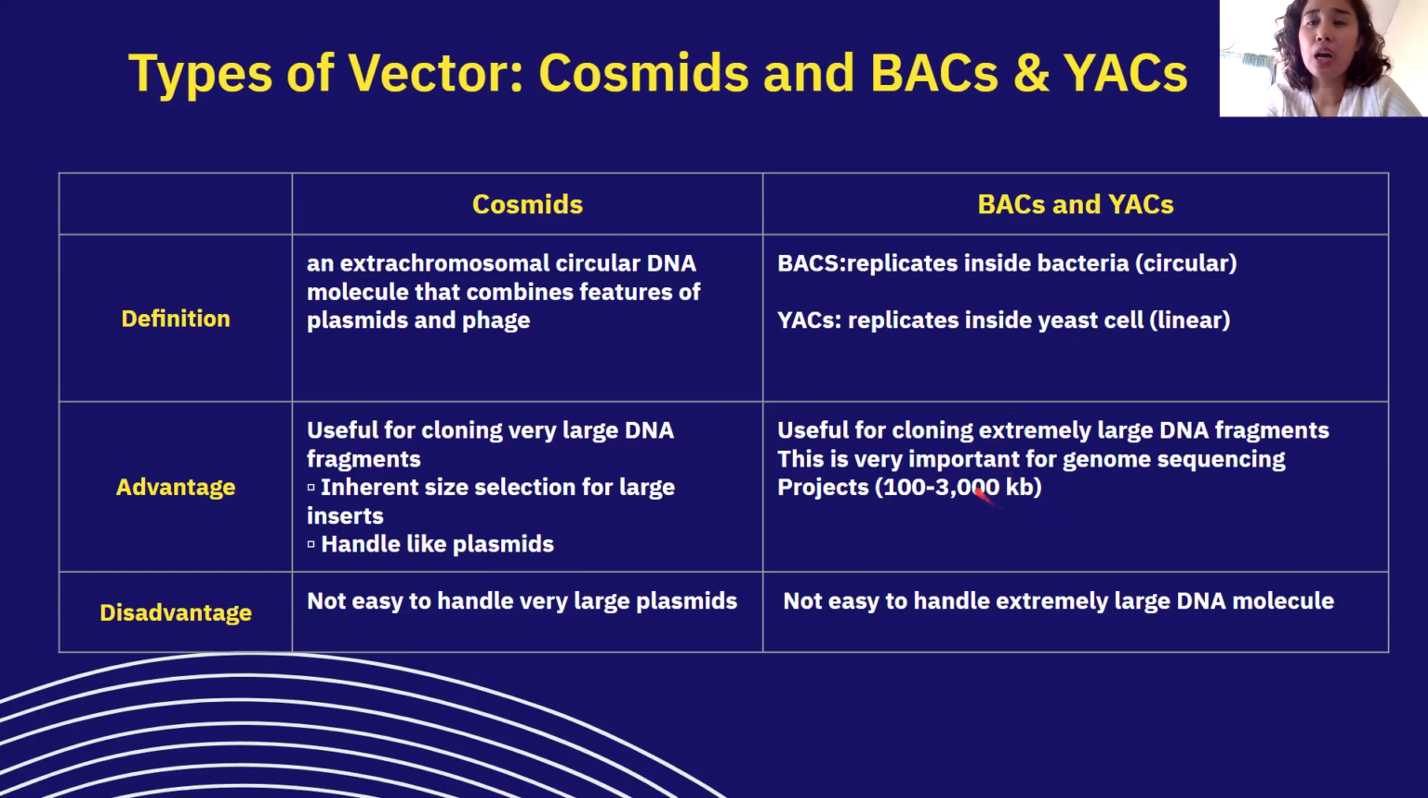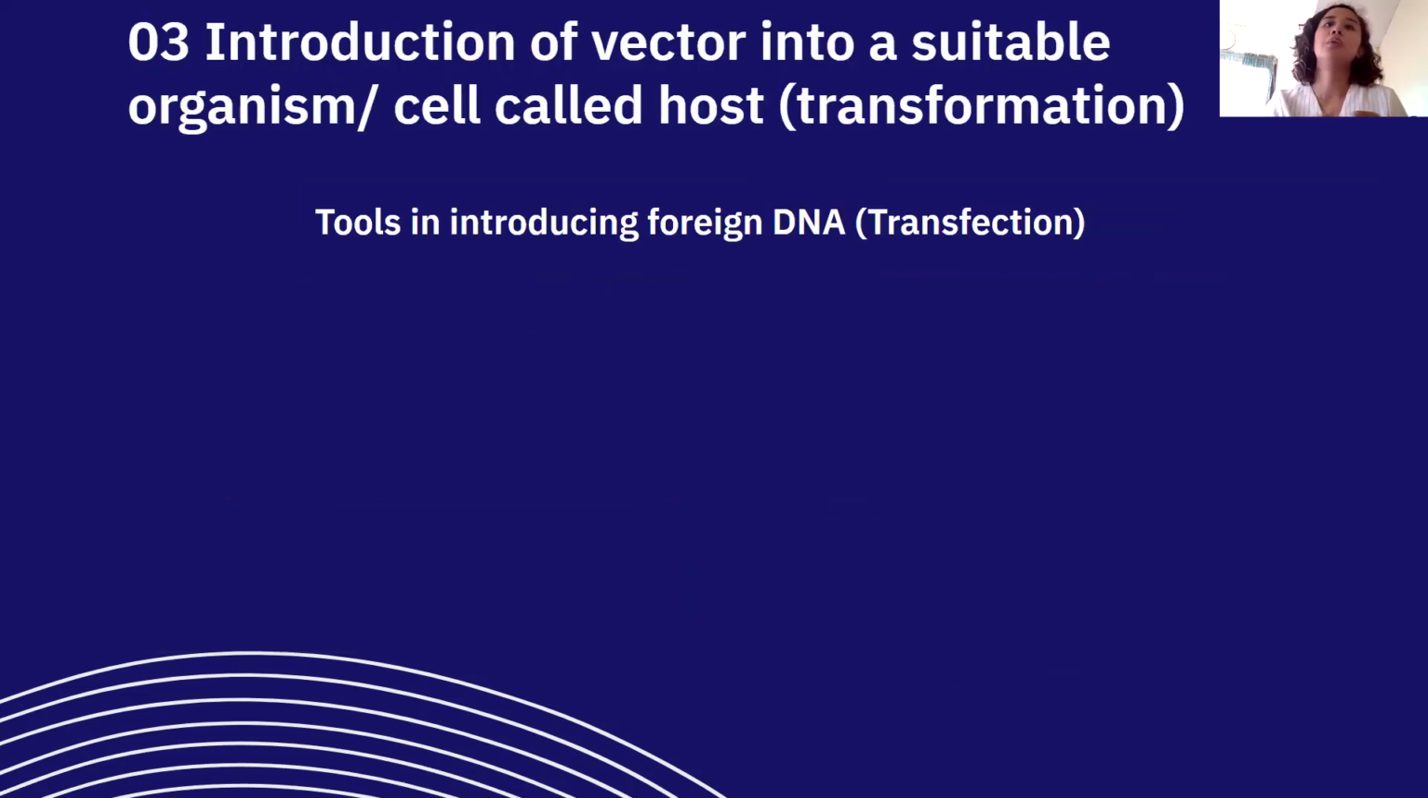So your BACs and YACs were used in Human Genome Project because it could clone as high as 100 to 3,000 kilo-base pair. So, hindi ako nagkakamali, up to 3 million base pair. And so, malaki talaga itong mga BACs and YACs. So, mahalaga siya ng Human Genome Project.